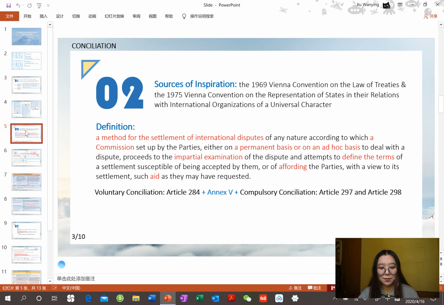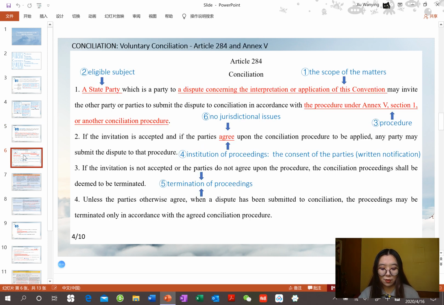Conciliation is a common method for the peaceful settlement of international dispute. In detail, the conciliation mechanisms under the UN clause include voluntary conciliation and compulsory conciliation. There are obvious differences in matters, but they can both apply the procedures specified in Annex 5 of the Convention. Article 284 and Annex 5 of the UN clause are the provisions of voluntary conciliation.